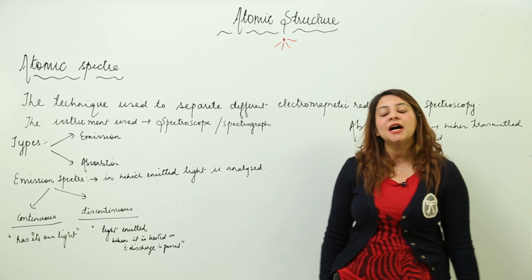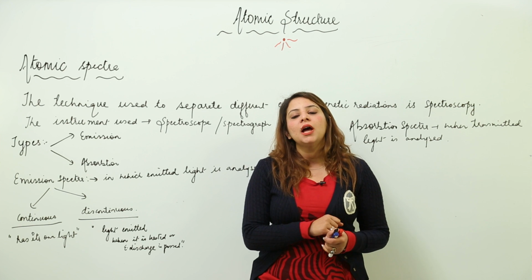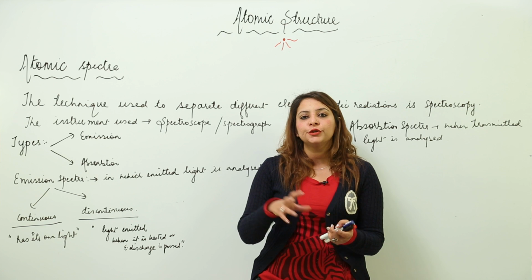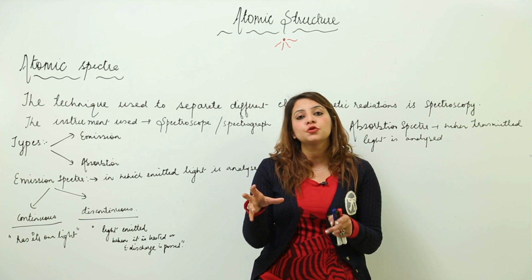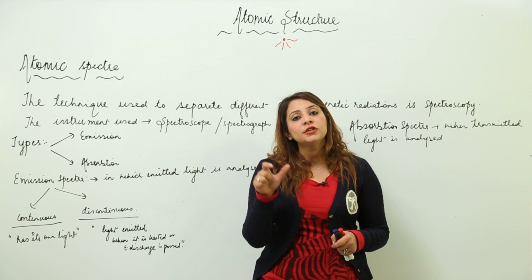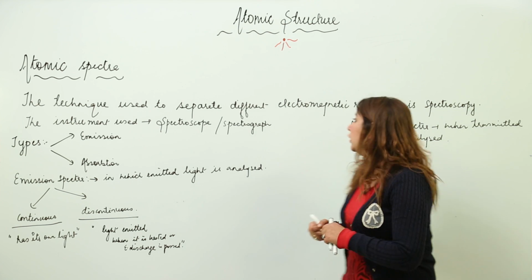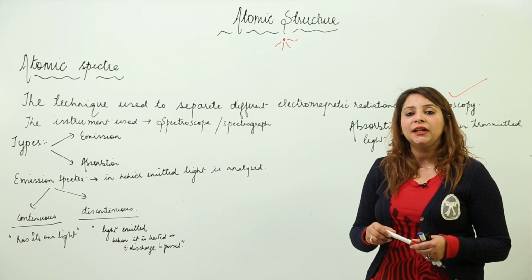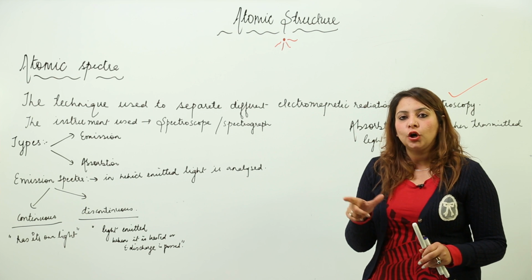Now we are going to start with a topic that is the atomic spectra. As you all know, we have electromagnetic radiations which have different wavelength and different frequency. So actually we can separate those electromagnetic radiations from each other, and the technique which is used for separating them is called spectroscopy. So that means the electromagnetic radiations can be separated from each other, and the technique is called spectroscopy.